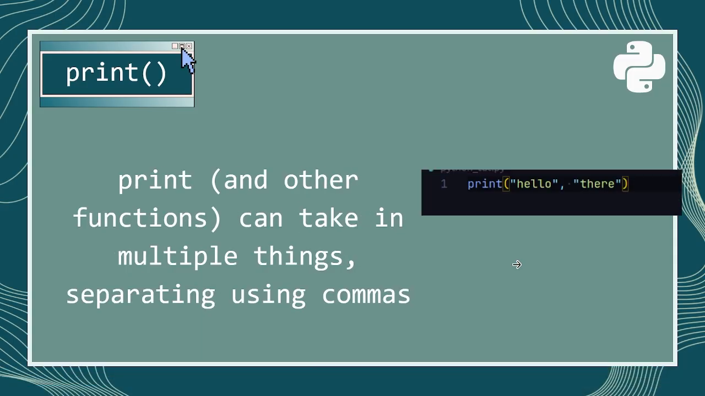You can have functions that take in more than one thing. So here we have two separate pieces of text. We have hello, and we have there, and we have a comma separating them. So that's how we know that these are two separate things.